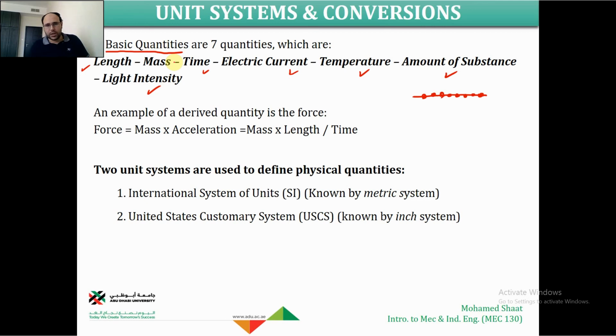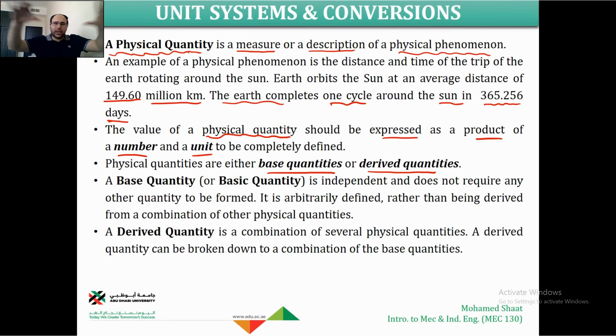What does it mean, basic quantities? The physical quantities in life are so many. They are not just 7. There are millions of physical quantities. But we can group them into 2 groups. One group is known as base or basic quantities. The second group is derived quantities. So the physical quantities that we use to describe any physical phenomena are in 2 groups, either base quantities or derived quantities. So what does it mean, a base quantity?